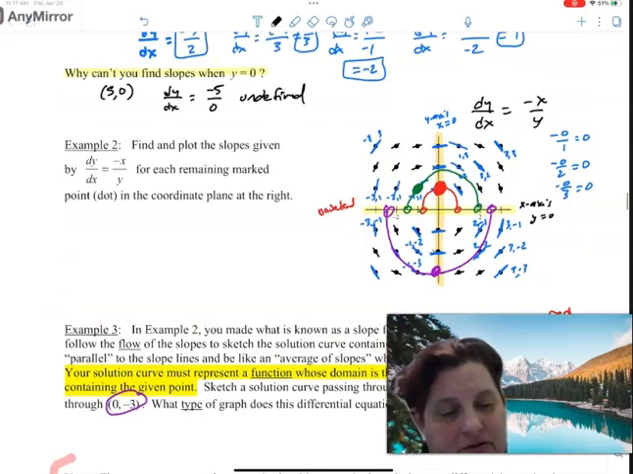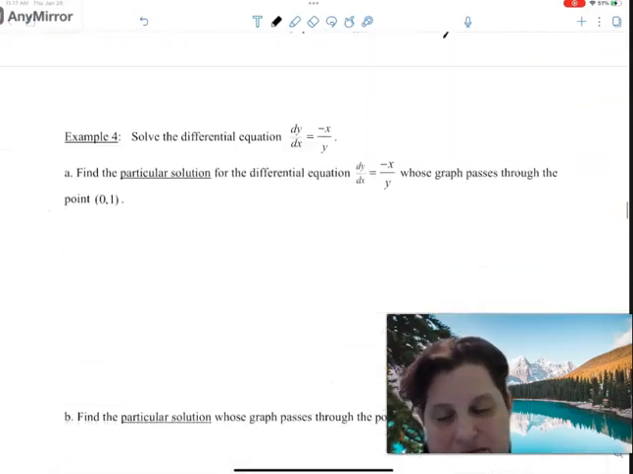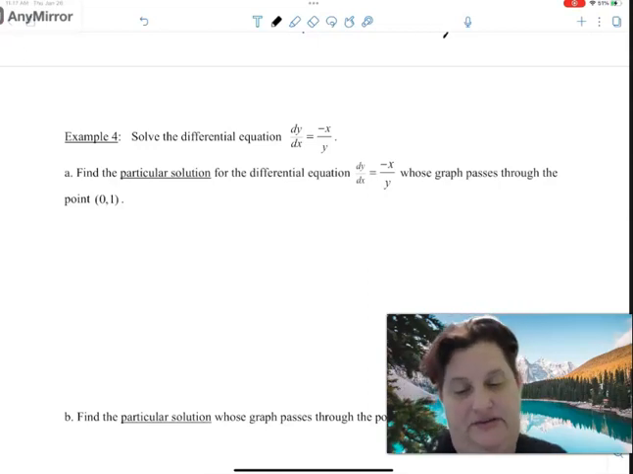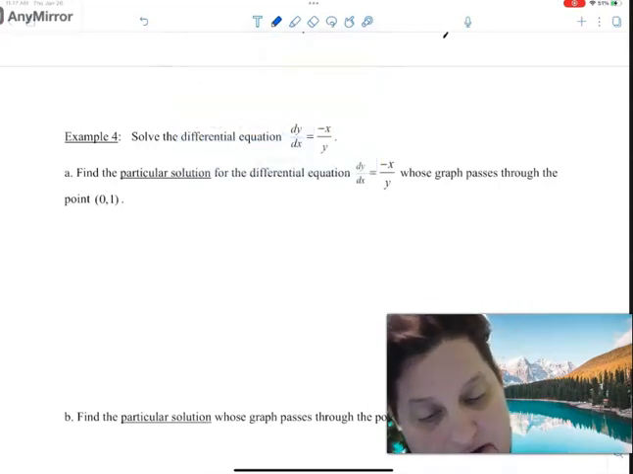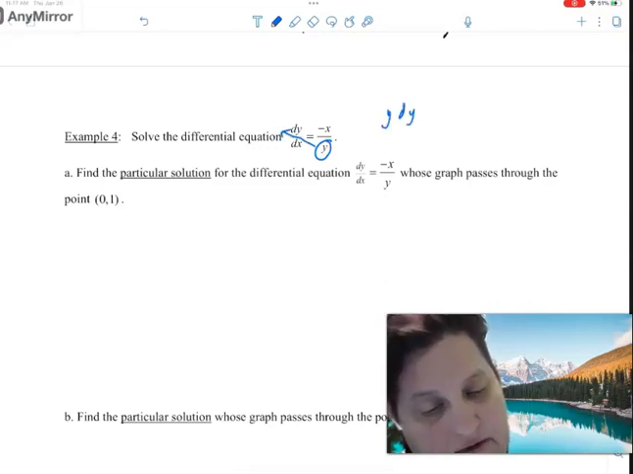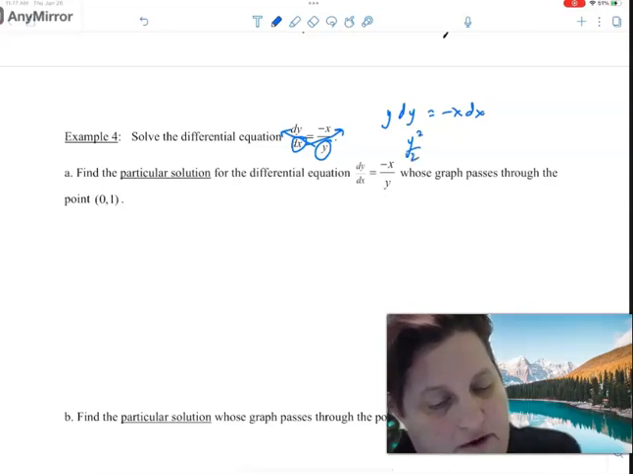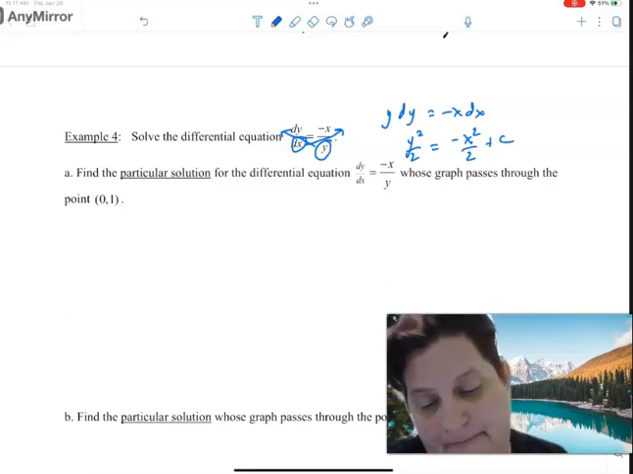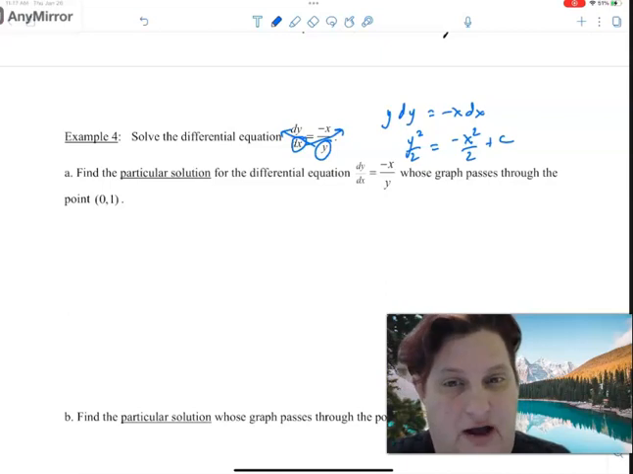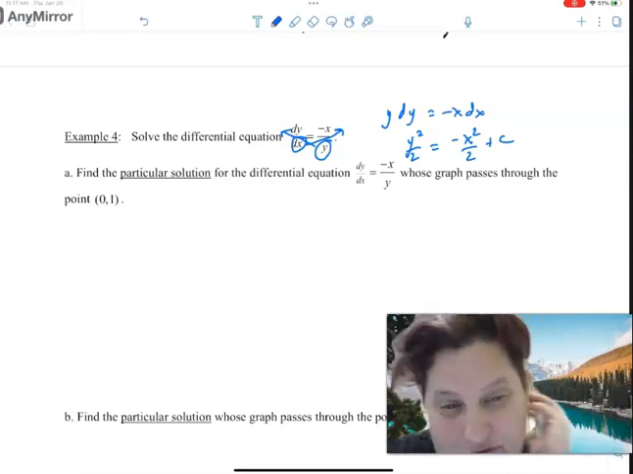Now, why semicircles? So I was going to say, hey, let's solve this differential. You got this question right here. I'm going to bring the y up there, so it's y dy. I'm going to bring the dx up there, so it's negative x dx. So I have the integral of y is y squared over 2. The integral of negative x is negative x squared over 2 plus c. All right? Now, that's solving the differential. I haven't solved for y yet. I'll do that in just a minute.